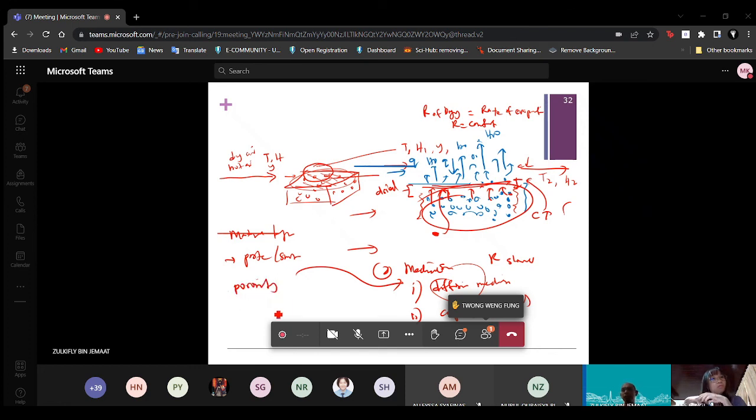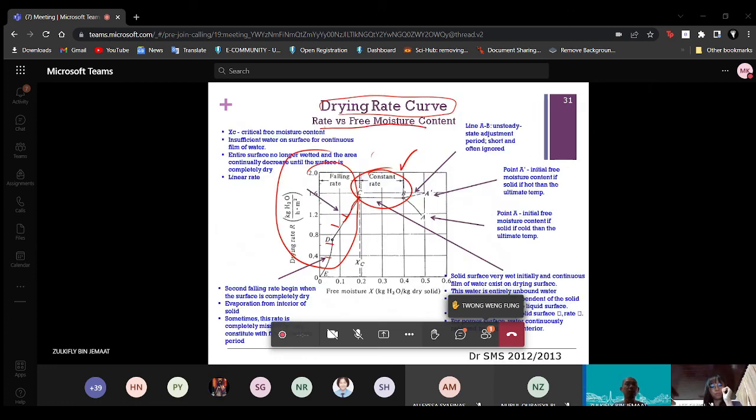And if the material has porosity, ni macam adsorbent kan? Adsorbent ada poros kan? Porosity, so they're gonna use the capillary flow mechanism. Porosity ni macam mana? So dia akan ada pore itu. So what happens? Water ni akan masuk sini, akan naik atas. Water ni akan masuk sini, naik atas. So that is the capillary flow mechanism. These are the two mechanisms involved in the falling rate.